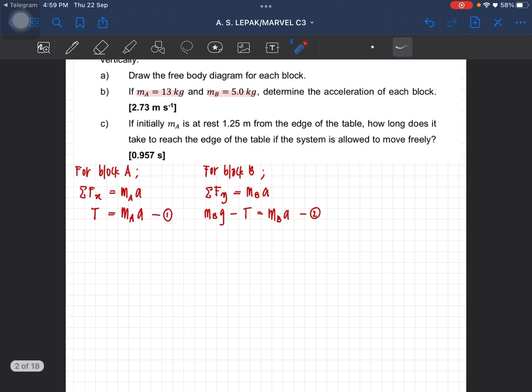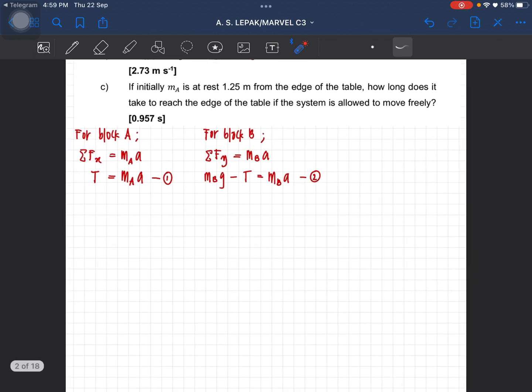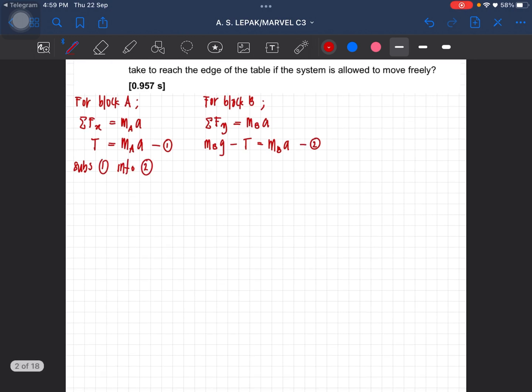Alright, so now this is where we are going to apply maths. Your physics is done because the concept is for physics, and now we have to do the maths. We have to do the maths carefully so that we do not make any careless mistakes. So now we can substitute equation 1 into equation 2. So it will become mbg minus maa equal to mba.